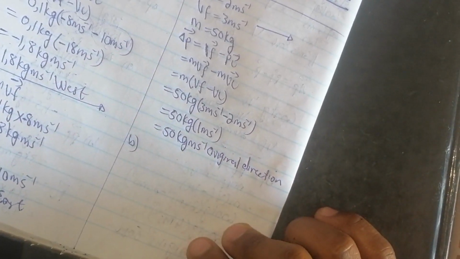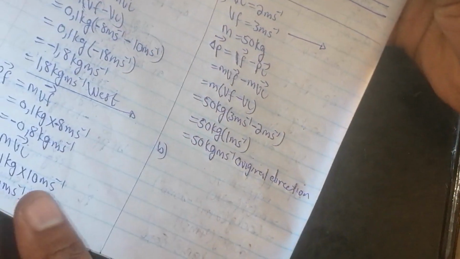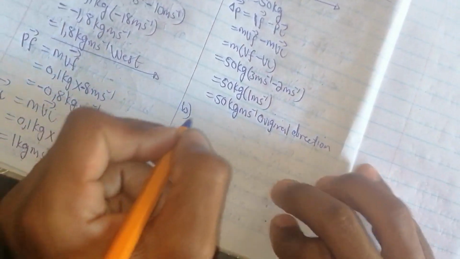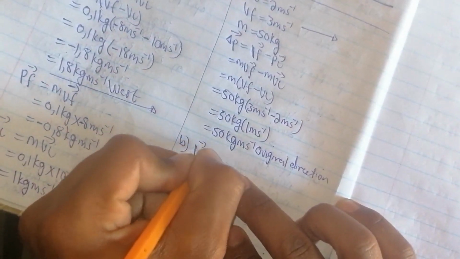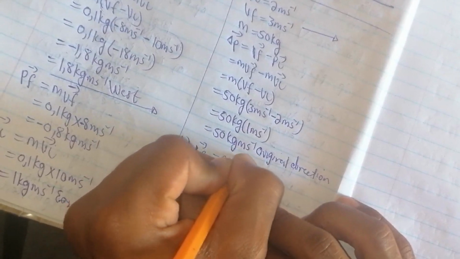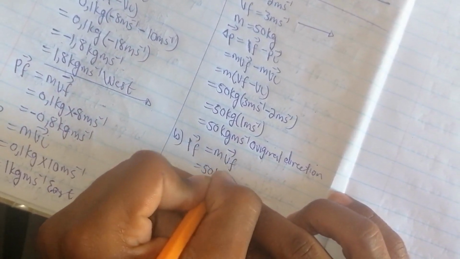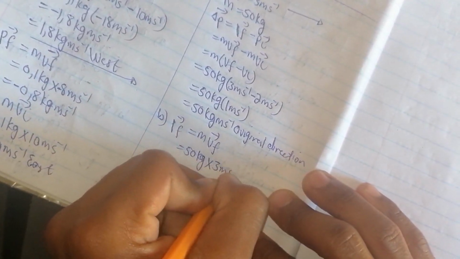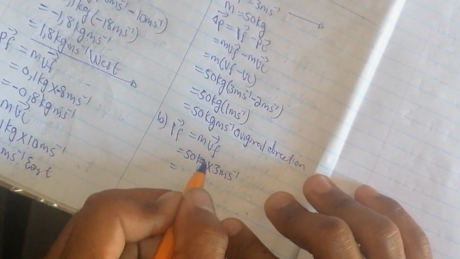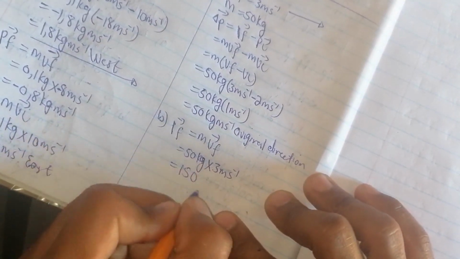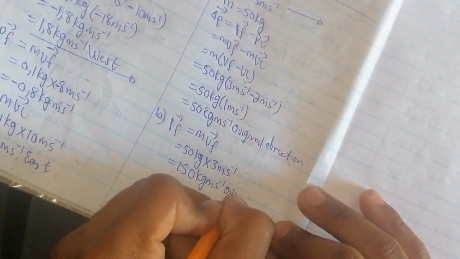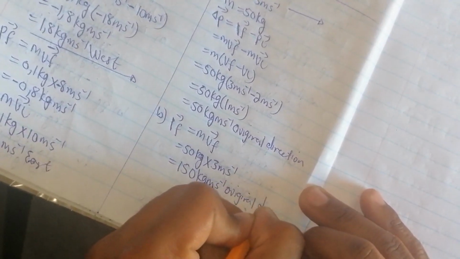Use a vector diagram to represent the change in momentum. So remember what that would require. It would require that we know the final momentum and the initial momentum. So final momentum is mvf, which is 50 kilograms multiplied by the final velocity of 3 meters per second. So 5 times 3, it's 15. Just write your 0. 150 kilogram meters per second, original direction.